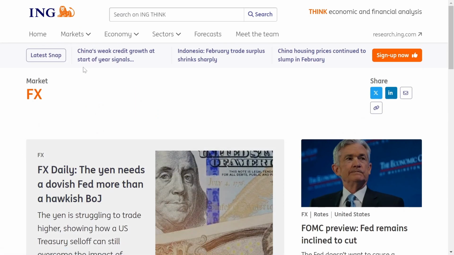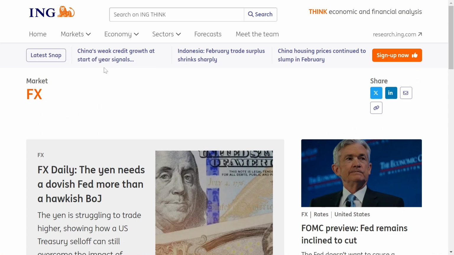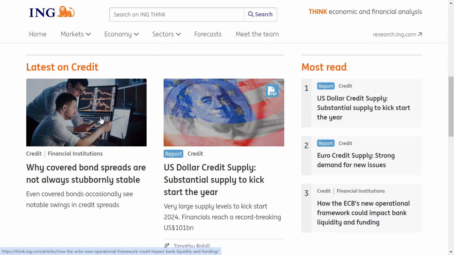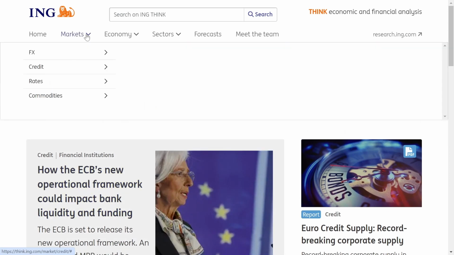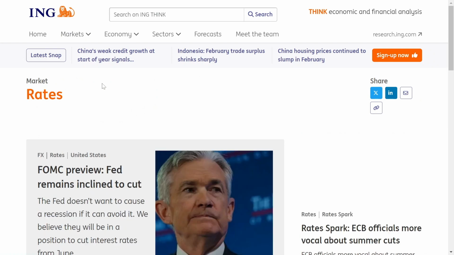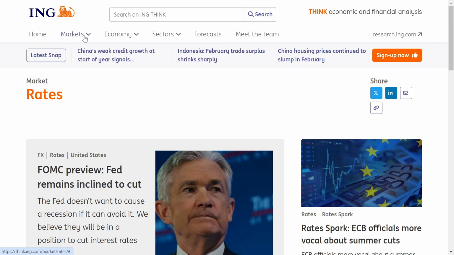I don't really deep dive. I can go to credit. I can read about credit cycles, see areas like the euro, ECB, bond spreads. You can go to markets and again check rates. They have a lot of information in here.